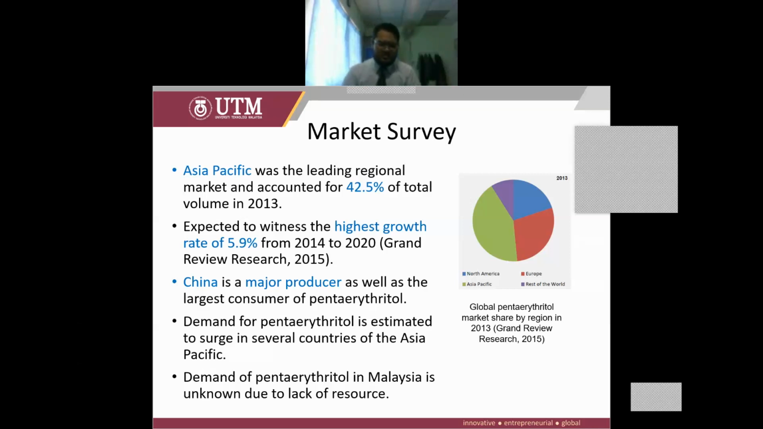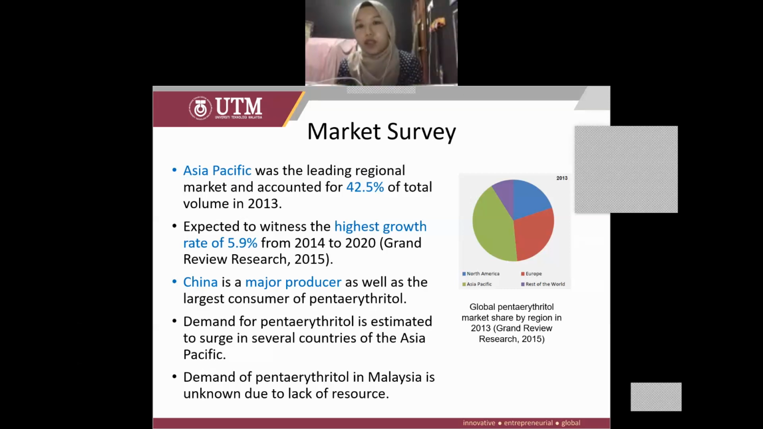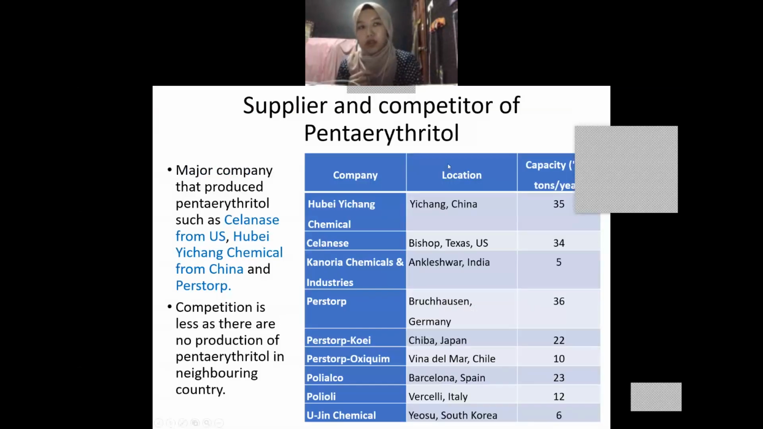So next, I will explain the market survey. As you can see on the pie chart, Asia Pacific is the leading regional market and accounts for 42.5% of total volume. China is the major producer as well as the largest consumer of pentaerythritol. But the demand for pentaerythritol in Malaysia is unknown due to lack of resources.